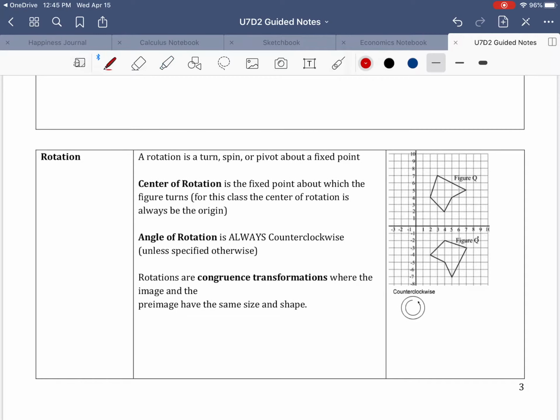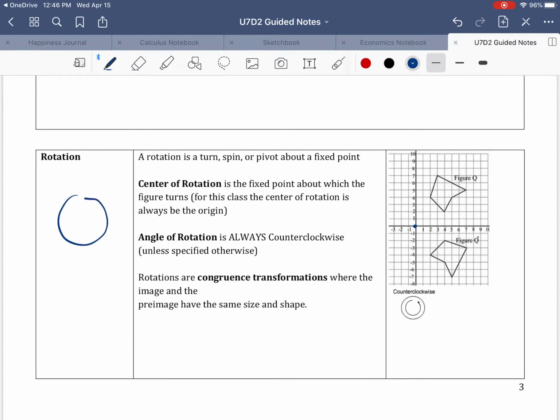And now we're going to talk about rotations. A rotation is a turn, a spin, or a pivot around a fixed coordinate point. Now the center of rotation is the fixed point about which the figure turns. For this class, our center of rotation will always be the origin, which is our point 0, 0. Now the angle of rotation is always counterclockwise unless it specifically says otherwise.